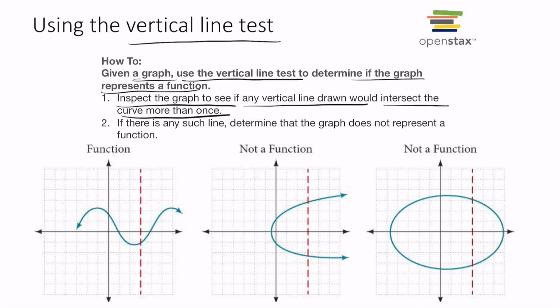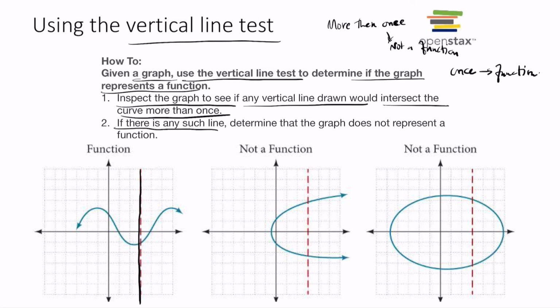So remember that when you draw a line once, it should only cut the graph once. If it cuts more than once, it's not a function. If it cuts once, it's a function. If there is any such line, determine the graph does not represent a function. So that's the idea behind these two things.